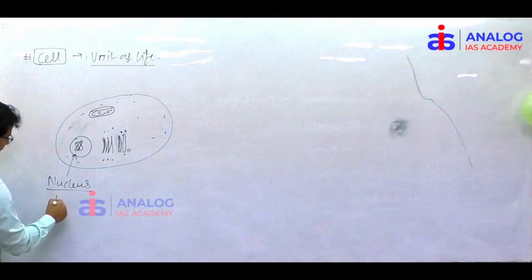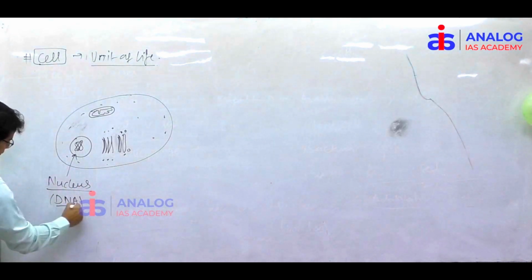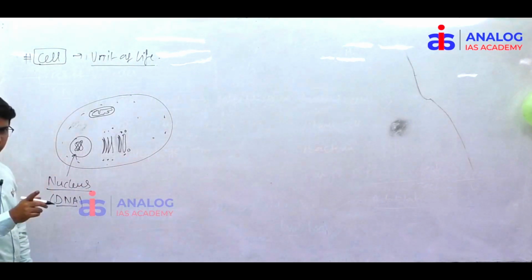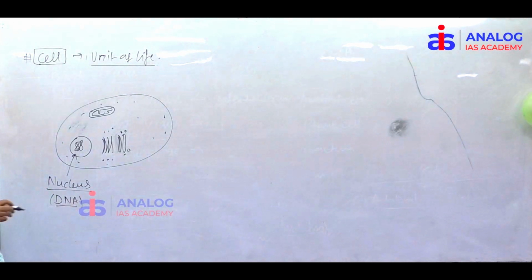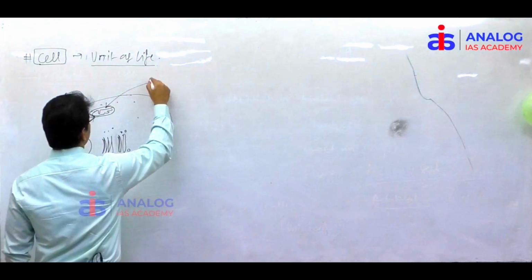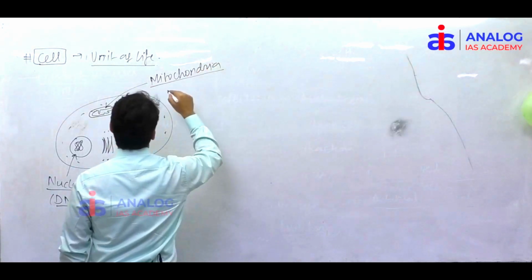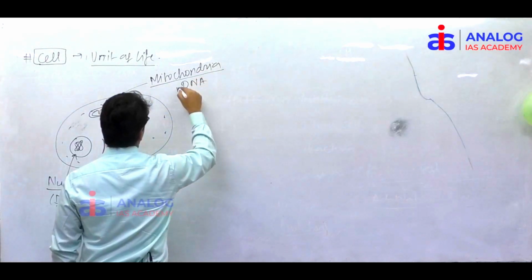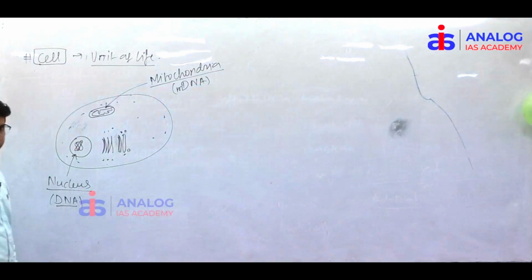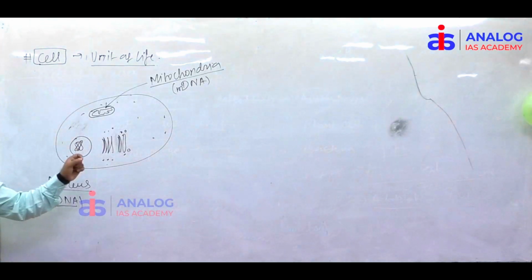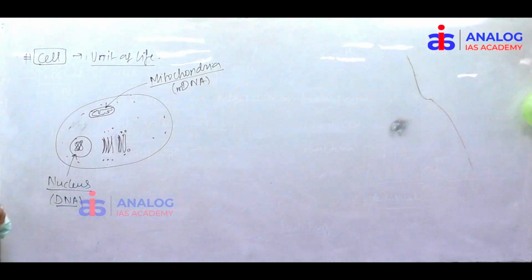And this nucleus holds DNA. But nucleus is not the only place the DNA is present in the cell. This is mitochondria. And mitochondria is the second place in the cell where you can have DNA. That is called mDNA, right? So mitochondria is going to have DNA. So if they ask that in human cell, in animal cell, DNA is present in nucleus and mitochondria. That again comes in biotechnology, right?